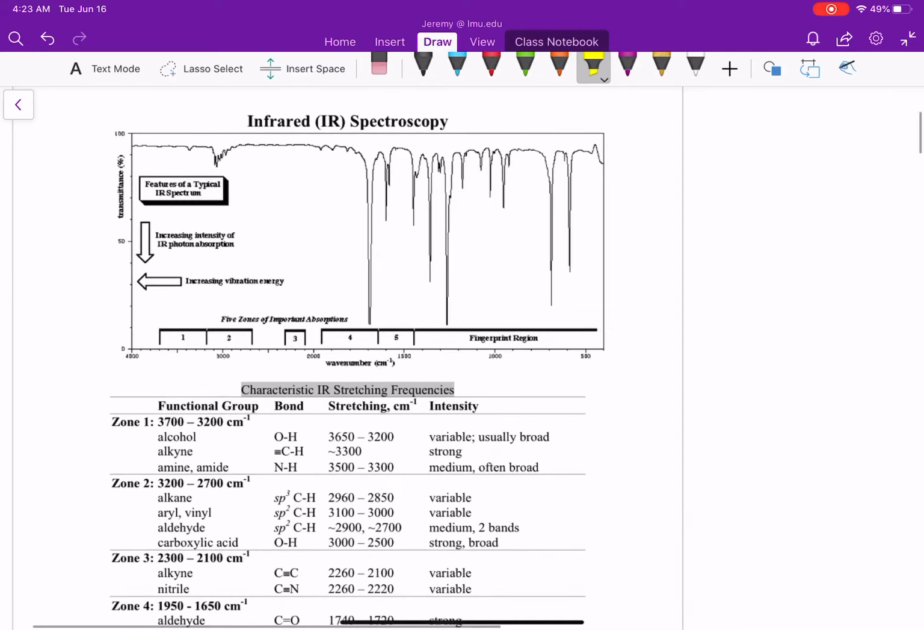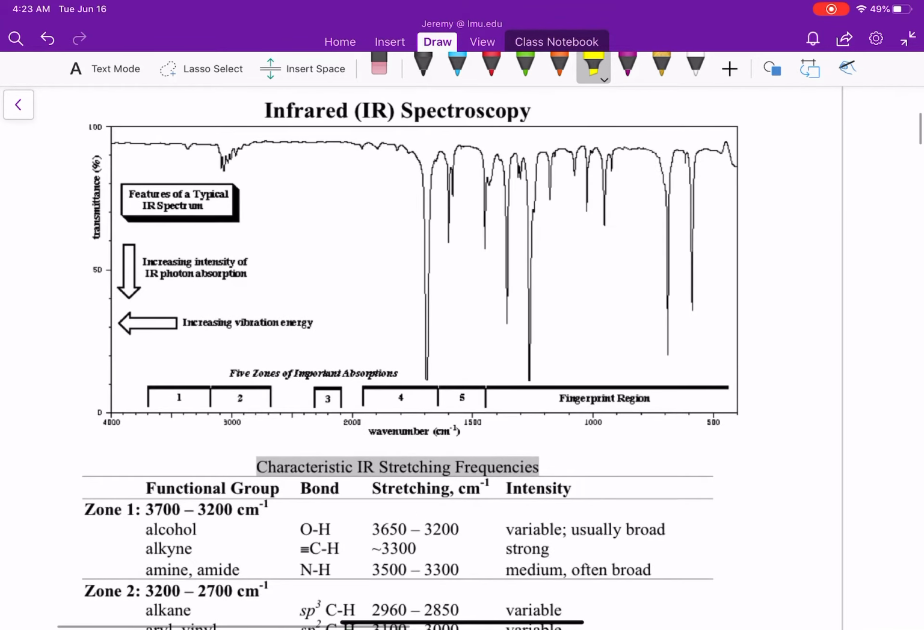So let's look at a typical spectrum here. If we look at our y-axis, we have transmittance. That's the amount of light that goes through. At the top of the scale we have 100, at the bottom we have 0. If we look at our first signal here, we have nearly 100% transmittance, so light is going through our molecule.